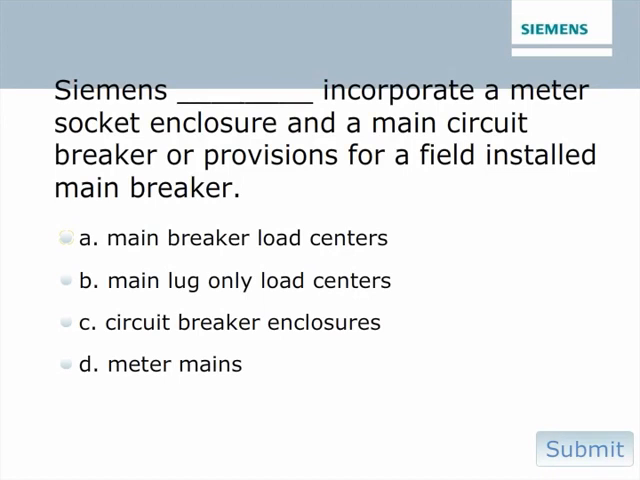Okay, final question. Siemens blank incorporate a meter socket enclosure and a main circuit breaker or provisions for a field installed main breaker. Is it A, main breaker load centers, B, main lug only load centers, C, circuit breaker enclosures, or D, meter mains?